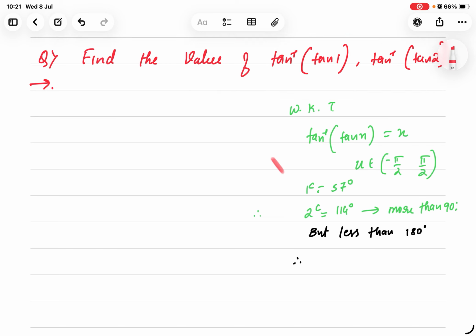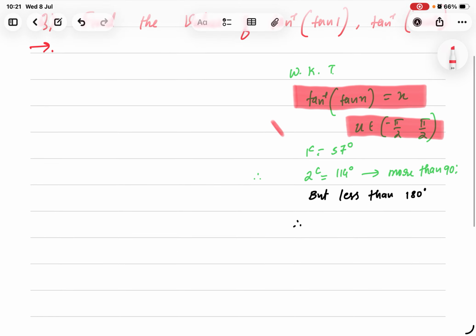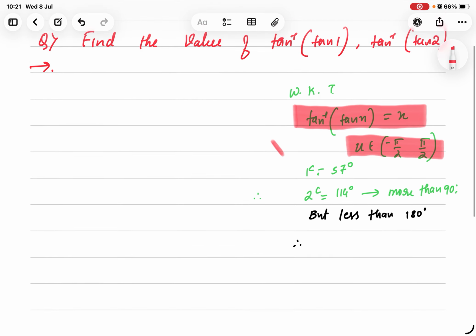Hi dear students, in this class we are going to find the tan inverse of tan(-1) and tan inverse of tan(-2) values. Before that we have to know the standard value, that is tan inverse of tan x is equal to x when x belongs to the open interval minus pi by 2 to pi by 2. But here for 1 radian the value is 57 degrees, 2 radians is 114 degrees.